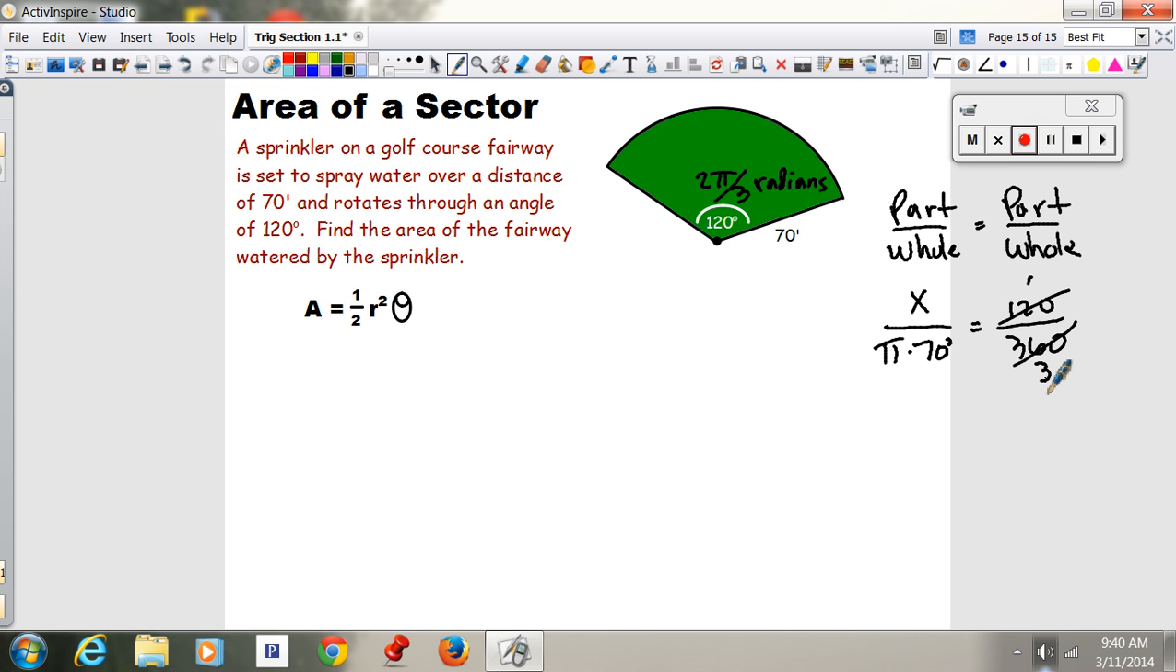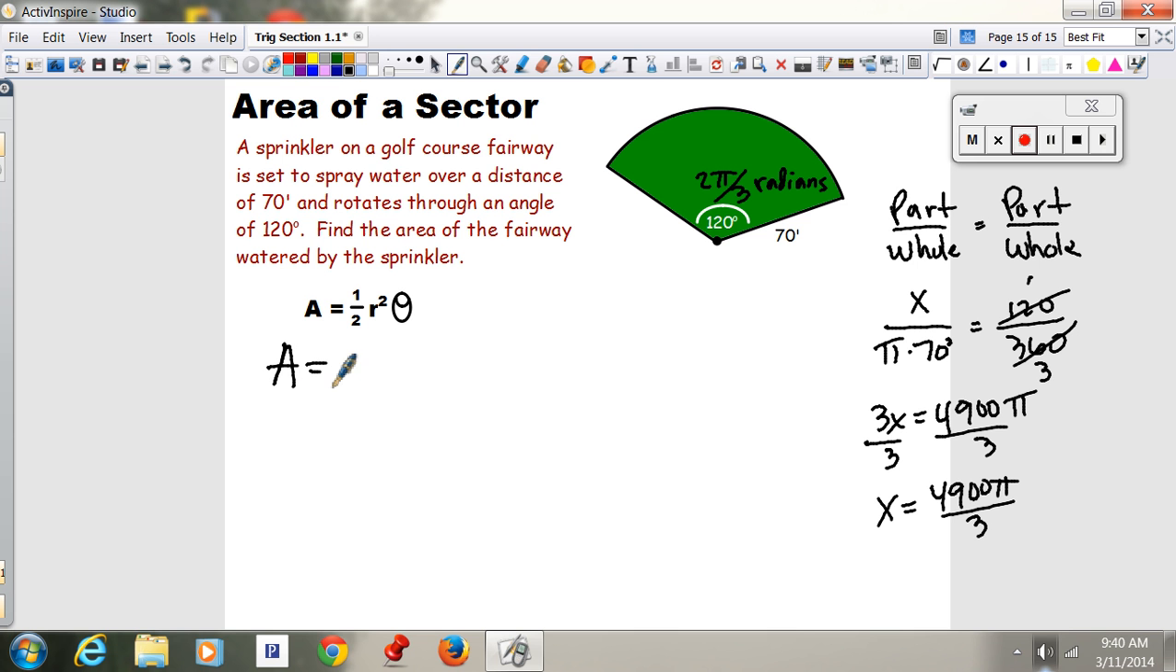So I'm going to get 1/3, and 70 squared is 4,900 times pi. 4,900 pi, dividing by 3. I'm going to leave it as 4,900 pi over 3. We could convert that to a decimal if we needed to, but we're just going to leave it as 4,900 pi over 3. Now, let's look at this formula.